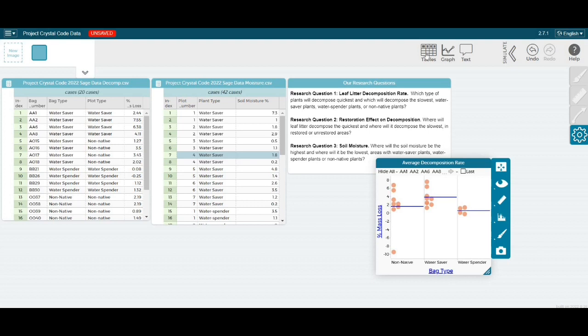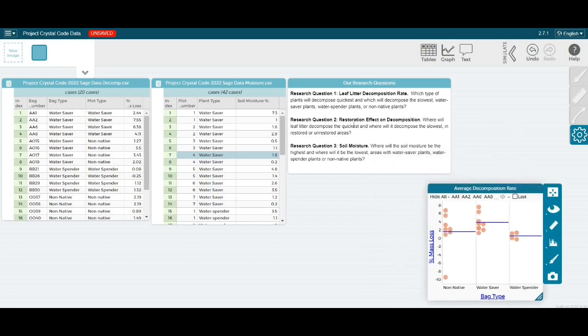Now that I have shown you how to do this, I want you to go through and make your own graph for the next two questions, which are the restoration effect on decomposition and soil moisture.